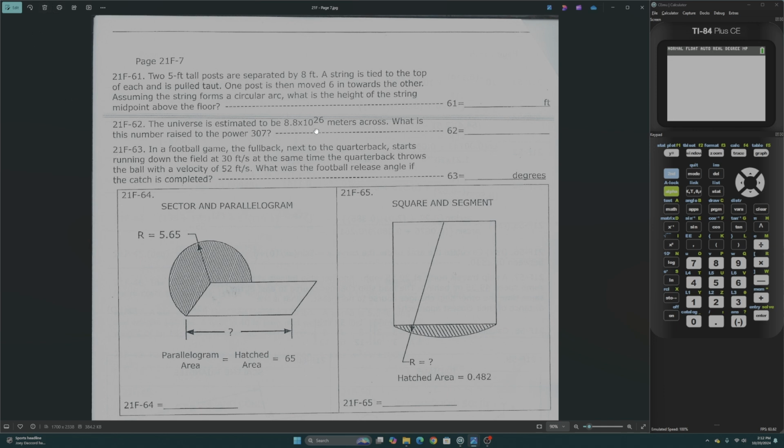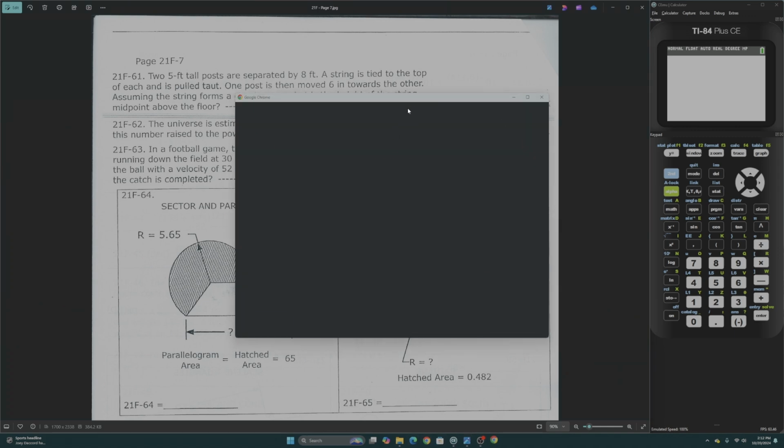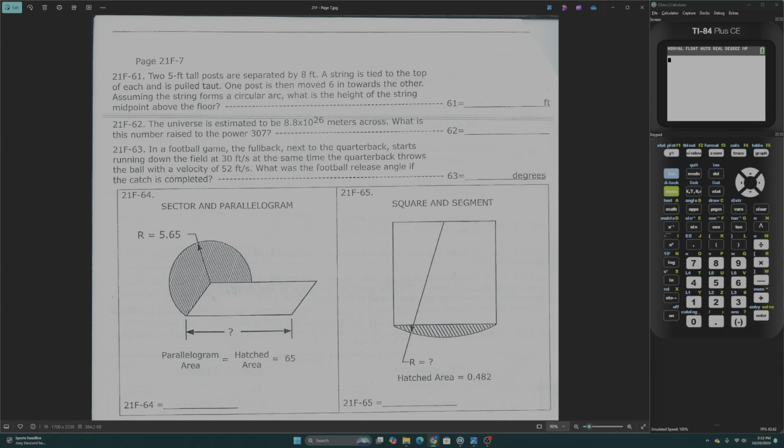And 62 and 63 are just programs. So, 61: two 5 feet tall posts are separated by that many feet in between. A string is tied to the top of each and is pulled taut. I don't know what taut means. Let me look up the definition. Alright, it's just stretched.